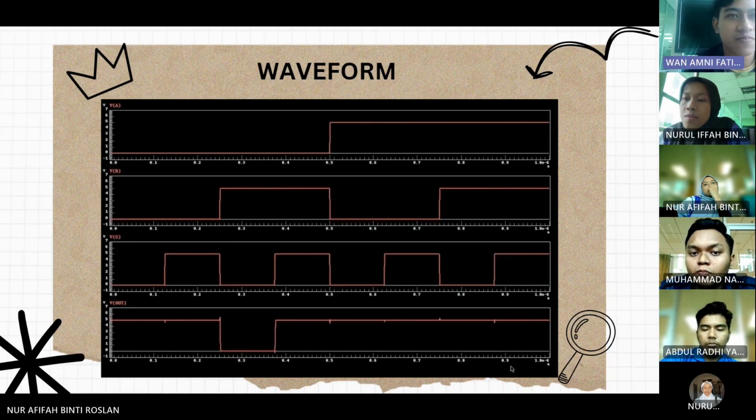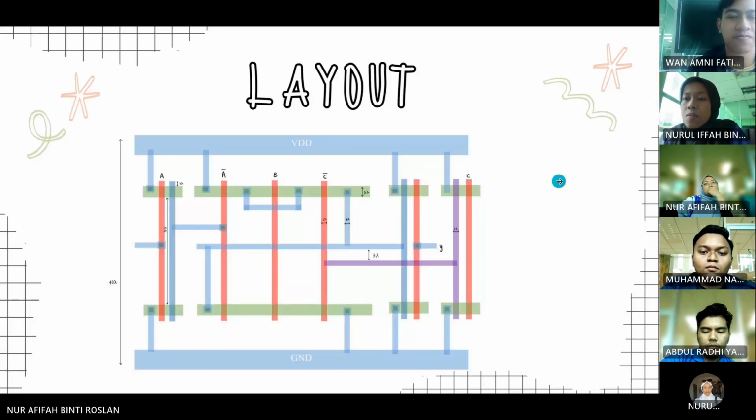As you can see, the waveform is similar to our truth table, and the output becomes 0 because the pull-up network drives the output to VDD. In this CMOS design, our pull-up network is PMOS. PMOS is active low. Automatically, our CMOS structure becomes an active load. That is why we get output 0. So for the layout, we continue with Najib.